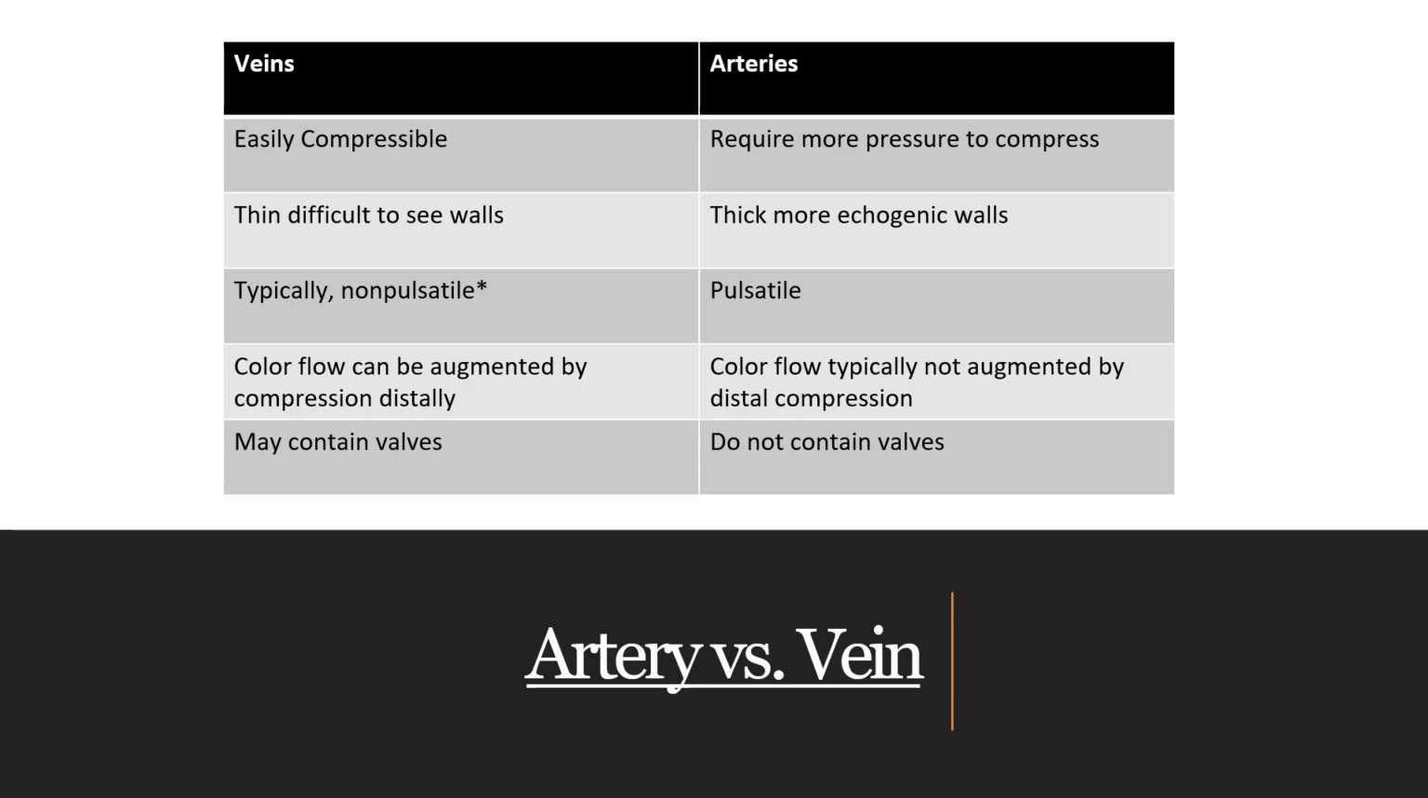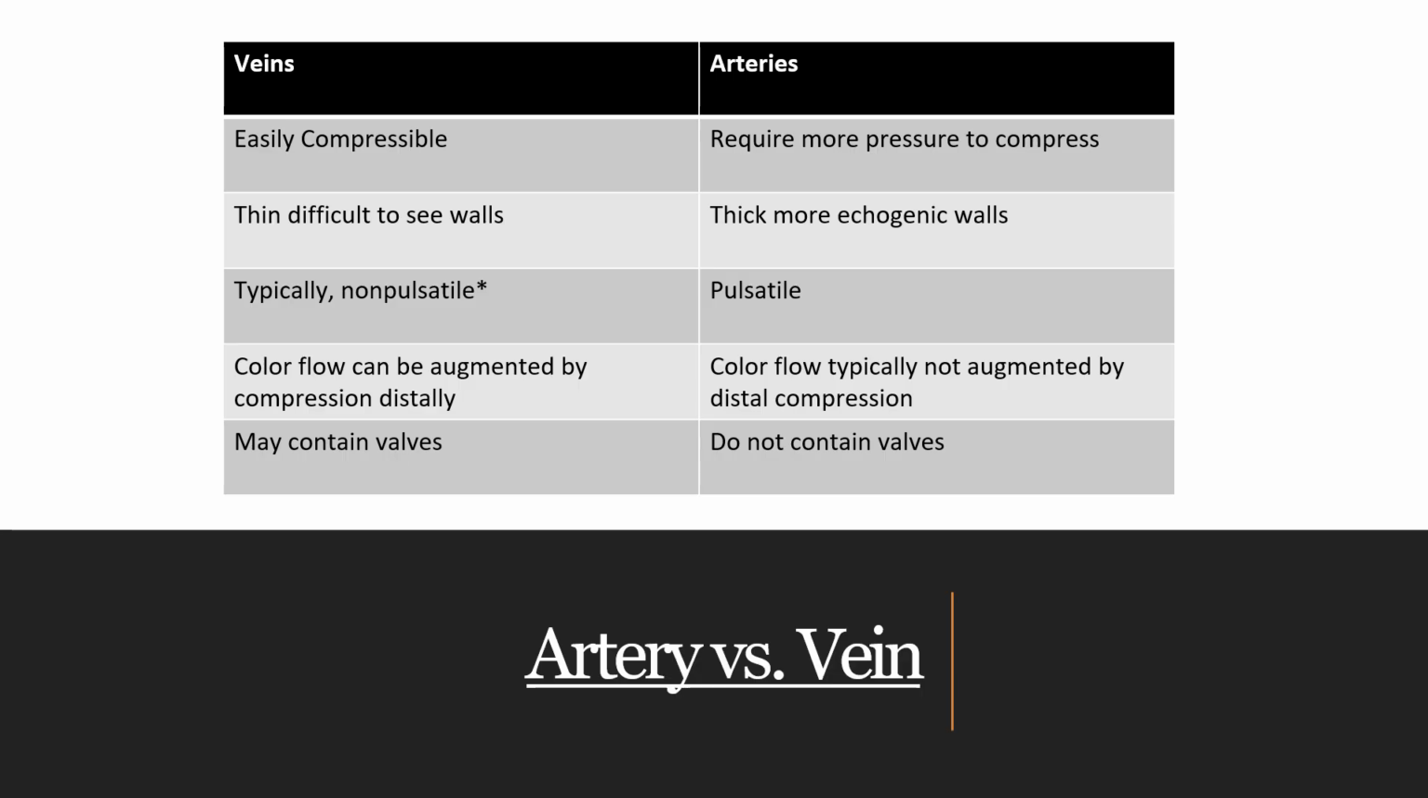So when we're doing any sort of vascular procedure or trying to identify vascular anatomy, we really have to be able to tell the difference between arteries and veins. So let's go through them. First up, veins. They're usually very easily compressible. Their walls are very thin and difficult to see. They shouldn't have pulsations in them, but they can. With color flow Doppler, you generally won't see any sort of flow through them.